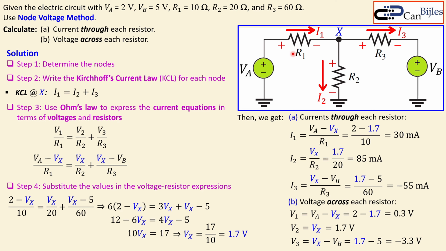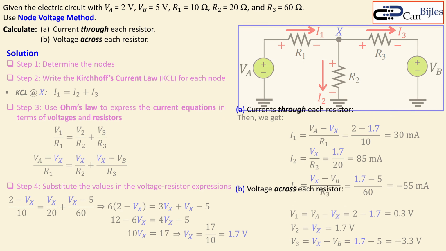So I get 0.3 volts here, 1.7 there, and from there to there, so from left to right for R3, I will get minus 3.3 volts. From right to left, I get for R3 plus 3.3 volts. That is important, so your orientation is very important. Okay, this is now the result we have.